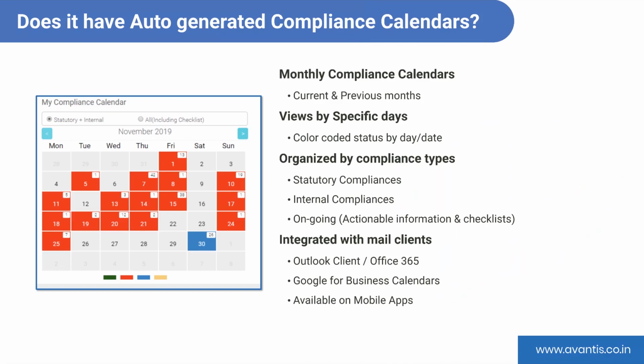And you can see all the compliances at an organizational level, which includes all your entities, sub-entities, departments, locations, functions. All of these are put together at a management level, and this is what you're seeing. So current and previous month's calendar, your compliance obligation by dates, color-coded statuses by day and date, organized into statutory, internal and ongoing compliances, and integrated with mail clients so that you don't have to come to the system. It is visible to you in your Outlook, in your Google for Business, and also available on the mobile app.